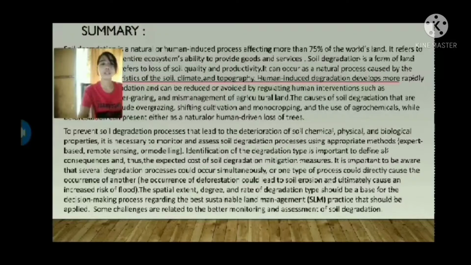The spatial extent, degree, and rate of each degradation type should be a basis for the decision-making process regarding the best sustainable land management or SLM practice that should be applied. Some challenges are related to the better monitoring and assessment of soil degradation.